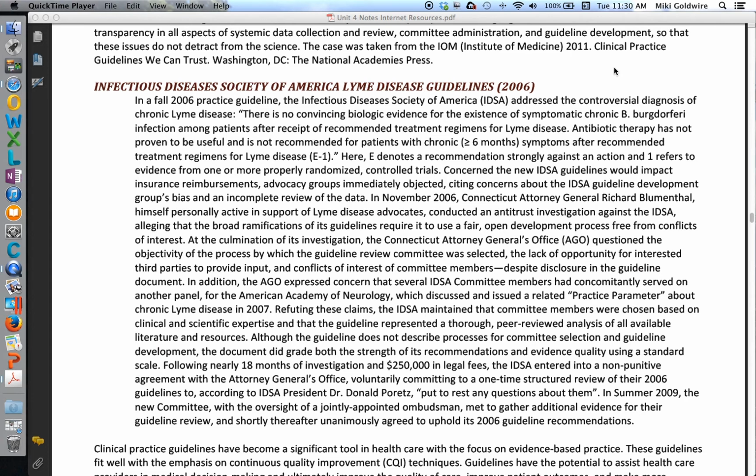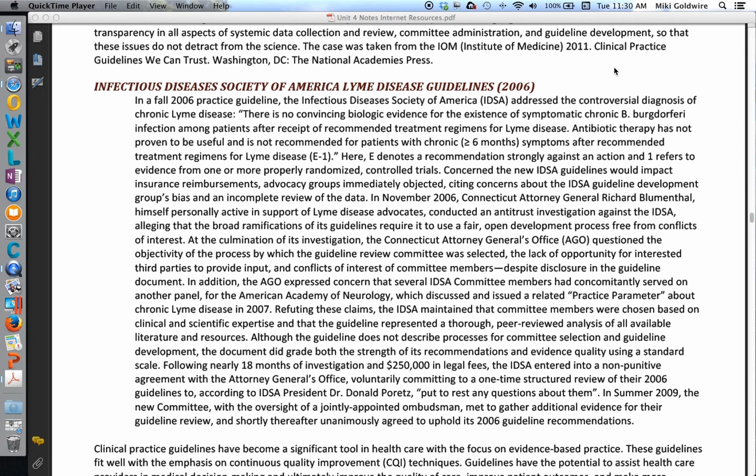At the culmination of its investigation, the Connecticut Attorney General's office questioned the objectivity of the process by which the Guideline Review Committee was selected, the lack of opportunity for interested third parties to provide input, and conflicts of interest of committee members, despite disclosure in the guideline document. In addition, the AGO expressed concern that several IDSA committee members had concomitantly served on another panel for the American Academy of Neurology, which discussed and issued a related practice parameter about chronic Lyme disease in 2007.